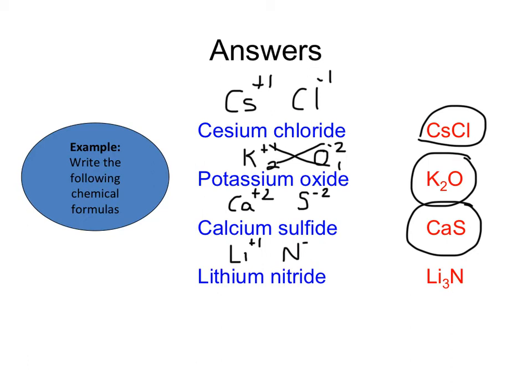And the last one, I've got lithium, which is in group 1, so it's +1. Nitrogen is in group 5A, so it's a -3 charge. Those are not equal to each other, so we're going to go ahead and bring the subscripts of 3 and 1 down, and that gives us a 3-to-1 ratio for lithium nitride.